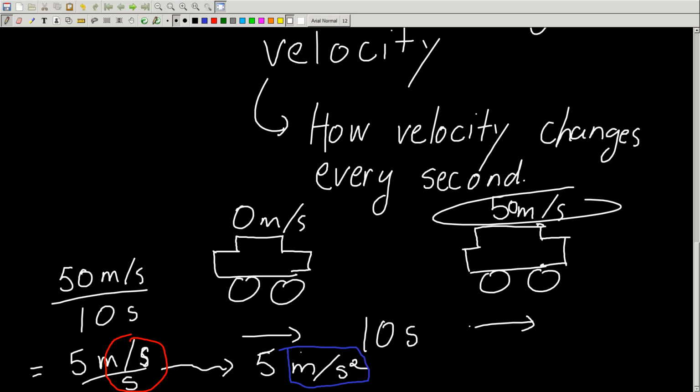Okay, so not too sure if 0 to 50 meters per second is actually a feasible speed or velocity. Probably not, but I just wanted to demonstrate to you the idea of acceleration. Folks, this is the acceleration. It's the change of velocity, the rate of change of velocity. It's how velocity changes per second. So basically that is an introduction to acceleration.